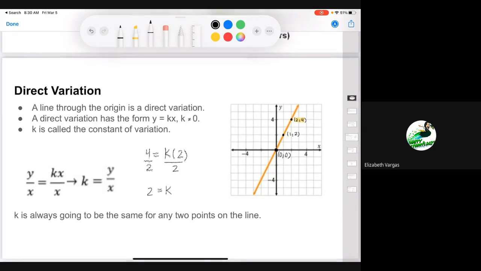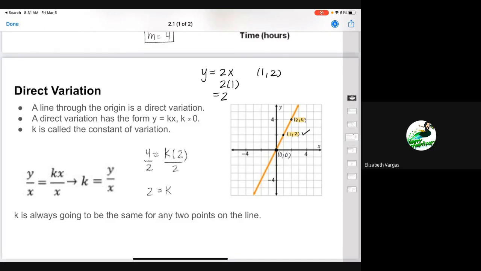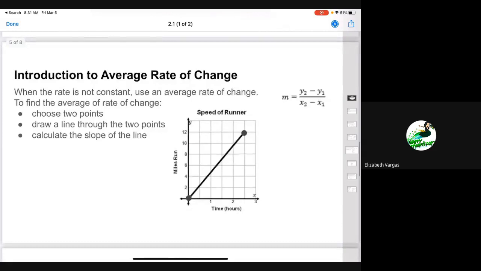We can check that by using this one on the bottom. And so the equation would then become y equals 2 times x. So say I'm looking for the y value when x is 1, so 2 times 1. Well, then my y would have to be 2. So when my x is 1, my y would have to be 2. Does that check out? Yes, it does. And so that's basically what direct variation is. It's how y relates to x. Okay?